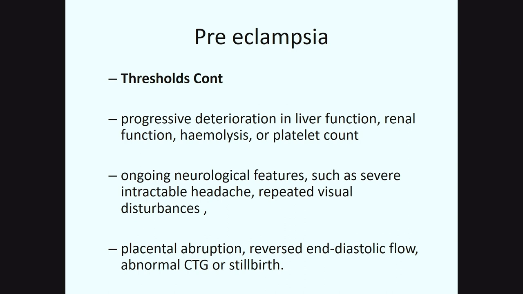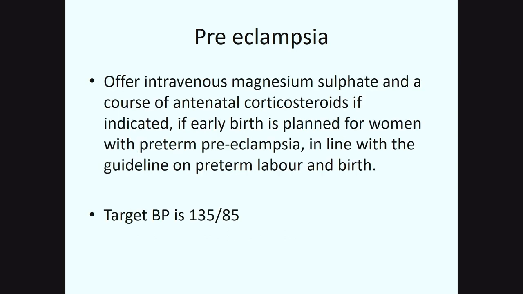So in these situations, offer intravenous magnesium sulfate and a course of antenatal corticosteroids if indicated, if early birth is planned for women with preterm preeclampsia, in line with the guideline on preterm labor and birth. And after delivery, your target blood pressure is to keep less than 135 by 85, or bring it down to 135 by 85.